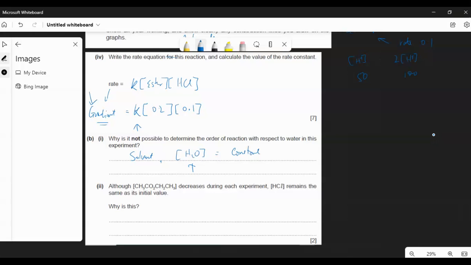Although the ester decreases during each experiment, HCl remains the same as the initial value. Okay, so in other words, this doesn't change as the reaction goes on. Why is this? Well, that's pretty obvious. If the concentration of something doesn't change, but it affects the rate of reaction, it is obviously acting as a catalyst, isn't it? All right.